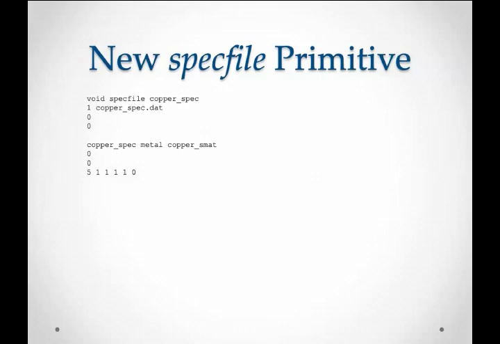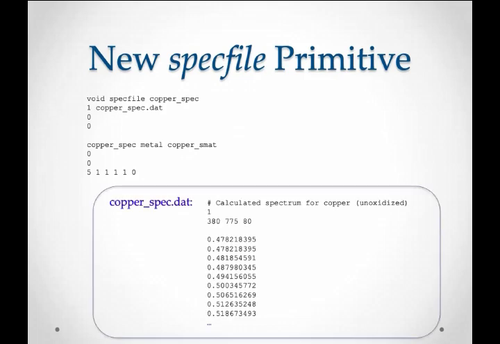The spec file primitive is just the same as the spectrum primitive, but instead of inline, it's in a file. This is very handy because you can have a list of spectra in your library and you just refer to them here, and we'll grab them out. So this is what the spectral file looks like. It's one-dimensional, specifies the spectral range and the number of samples, and that all works.